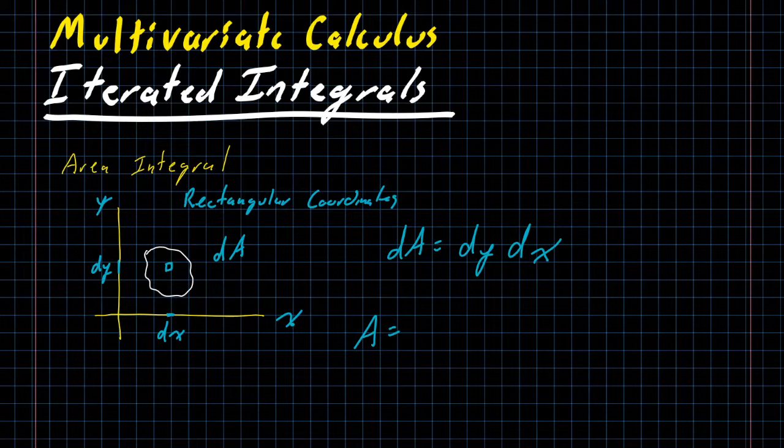And so the total area of a region is going to be the integral, and we'll use a double integral sign to stress that this is a two-dimensional integral over the region we care about, of dA. And that's really all there is to it.